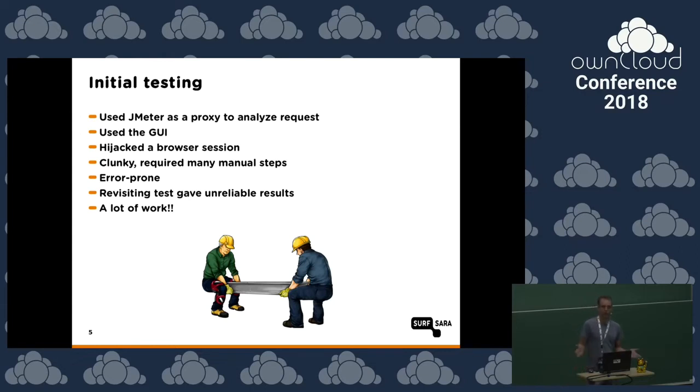So we have these servers with acceptance environments where we have different versions of ownCloud already running. I would just log in using a browser. Then I would look, okay, what's the value of my cookie? I would put the cookie into JMeter. So basically I just hijacked my browser session, and I would run a test against the different installations.